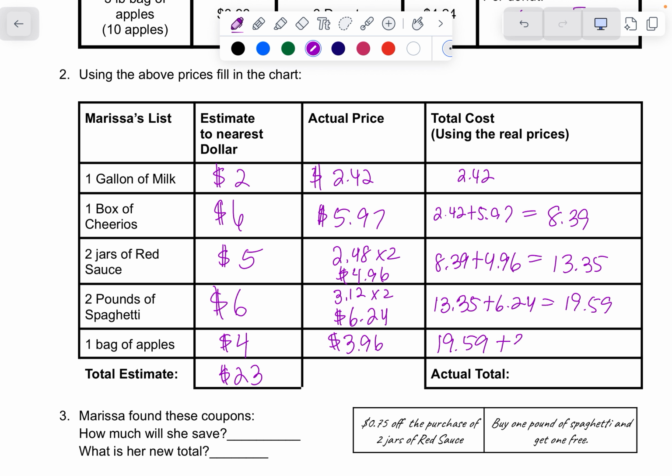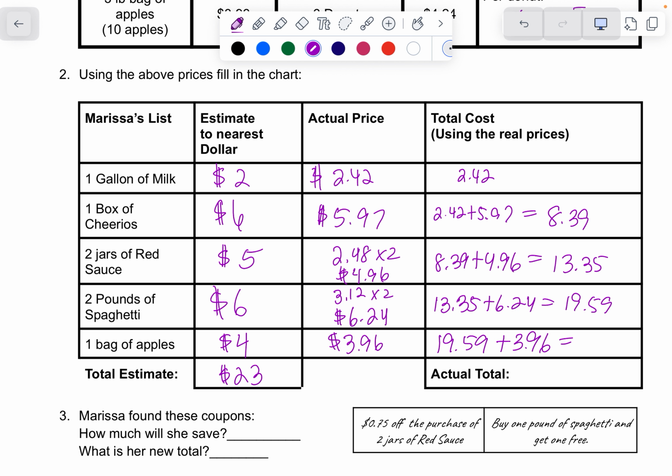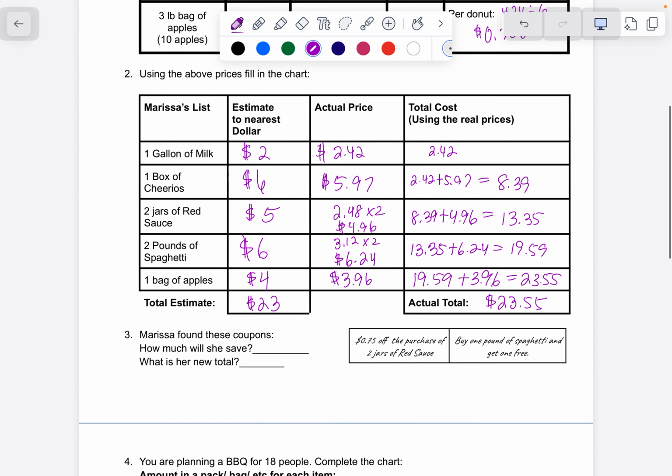And you can check by going down that list and just totaling it on your calculator in one like addition. But yeah, look, 2355. That's pretty darn close, right? So that is our actual total. Okay. So that's how you're going to fill that chart in. Give me an estimate. Give me the actual price. And then in this total, give me a running total using the real prices.